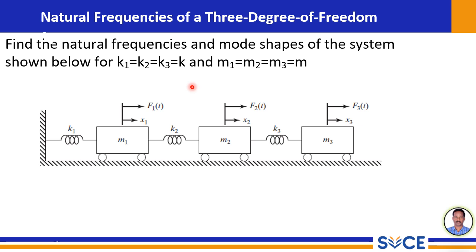Our goal is to determine the natural frequencies and mode shapes of this particular system under the condition that all spring constants are equal, that is K1 = K2 = K3 = K, and all masses are equal, that is M1 = M2 = M3 = M. The natural frequencies represent the frequencies at which the system will naturally oscillate when disturbed, and the mode shape describes the relative motion of the masses at each natural frequency.